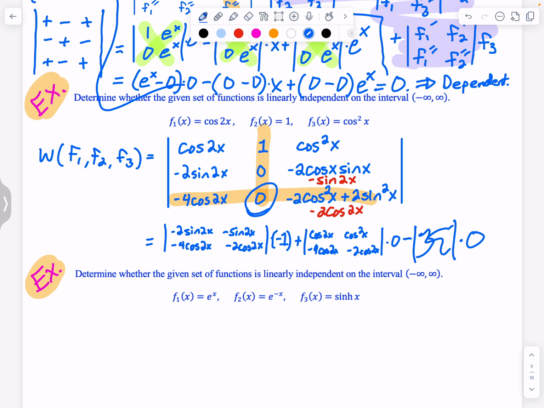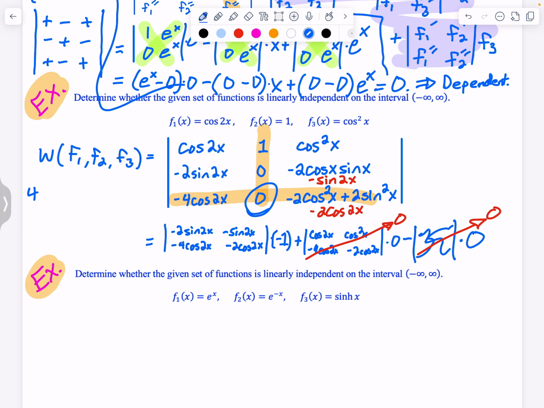So you could put all that in, but I know I'm going to multiply by 0. I also know that this is times 0, so that's gone. So both of those are gone, and the only thing that's there is that first part. So it comes down to, if it's 0, then we're good. It's going to be linearly dependent. But if it's not 0, then it's independent. Okay, so if I multiply, I get 4.